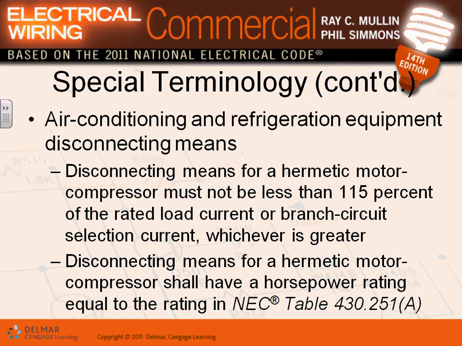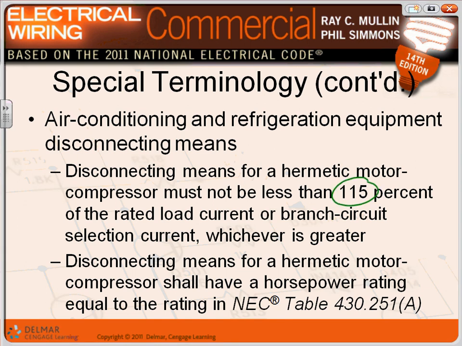Disconnect means, here's where we said the disconnect means, guys, in the NEC code book, you have to have 115 percent. Look what they do. They do 115 percent multiplied by rated load current or branch circuit selection current, whichever is larger. So if you have a rated load current of 50 and a branch circuit selection current of 53, use the larger of those. All these are on the nameplate. The disconnect shall have a rating equivalent to the table. Remember the disconnect rating we looked at based on horsepower? This tells you to rate it based on amps as well as horsepower.